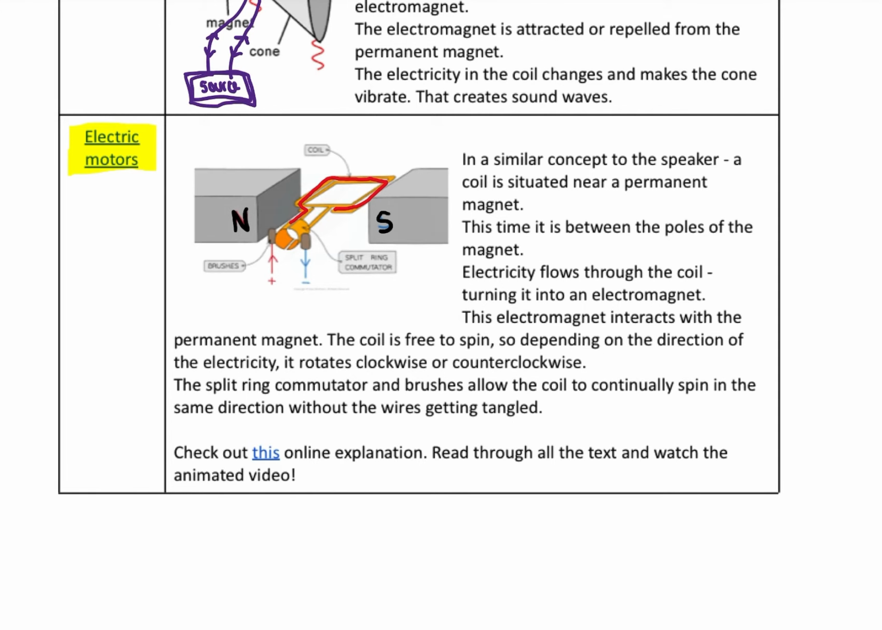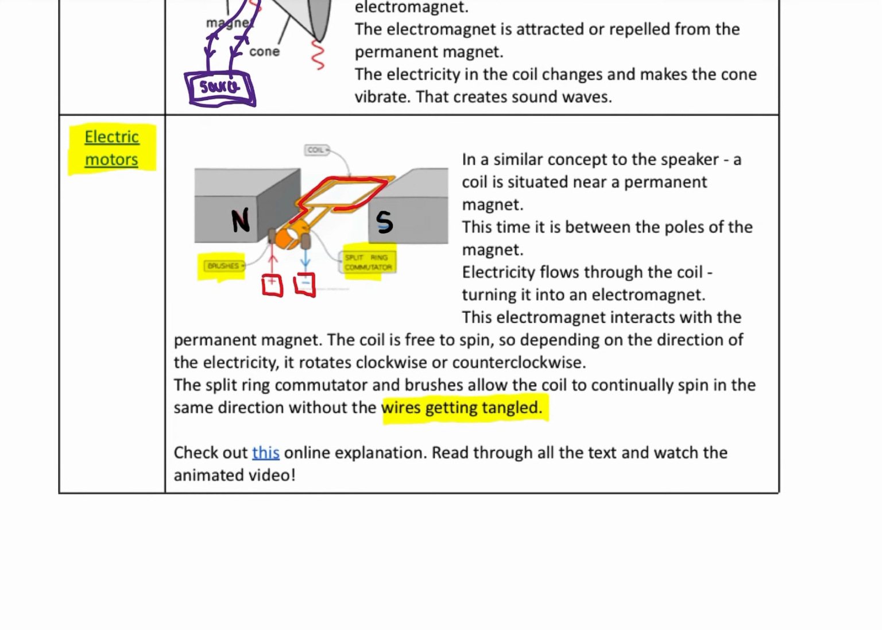The other thing that happens is we somehow need to send electricity into the coil to turn it into an electromagnet. There's other things going on. This one's labeled with a split ring commutator and brushes. Those are just clever ways so that when the coil spins, it doesn't tangle the wires. So those are just a clever solution so that wires don't get tangled.